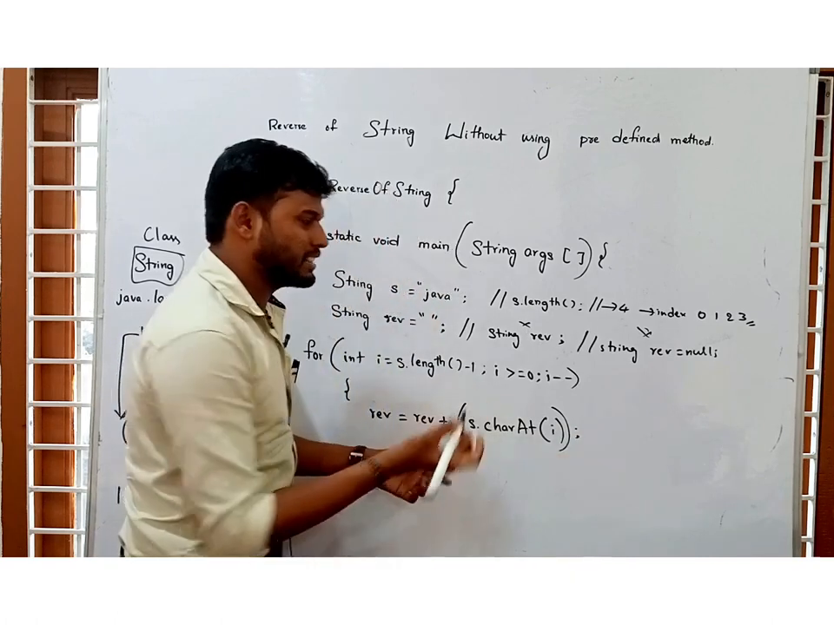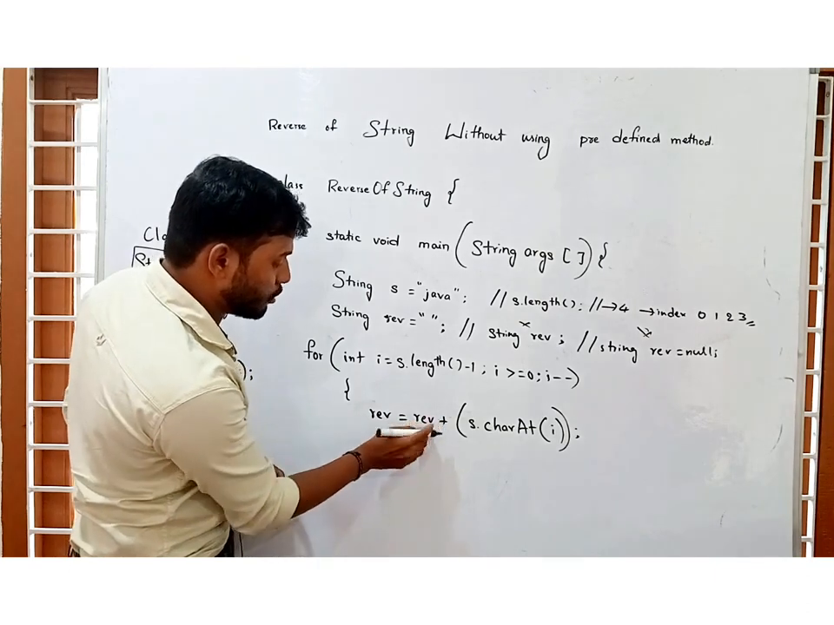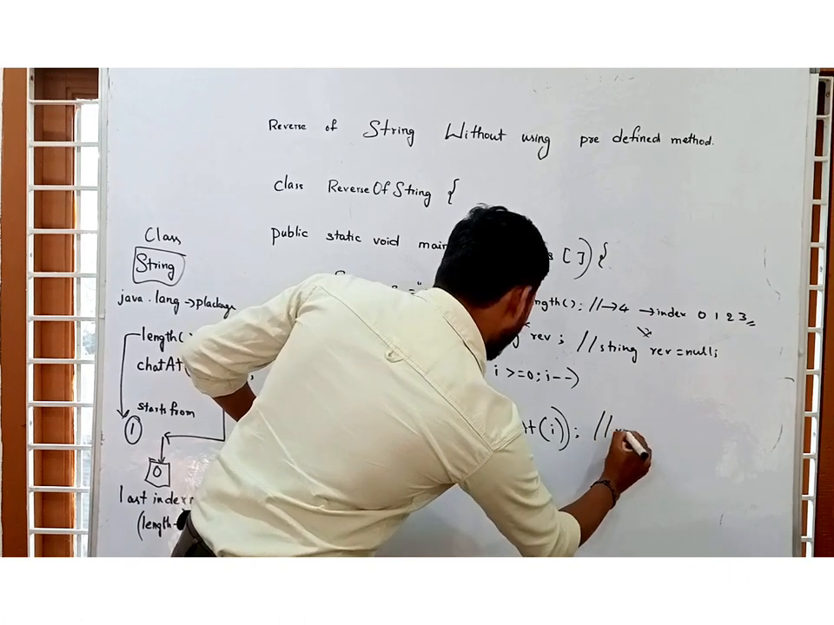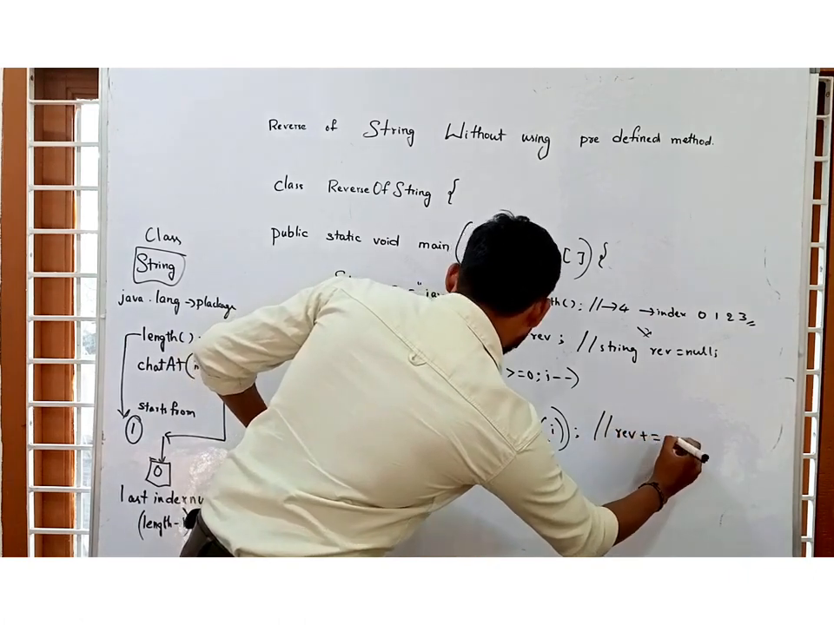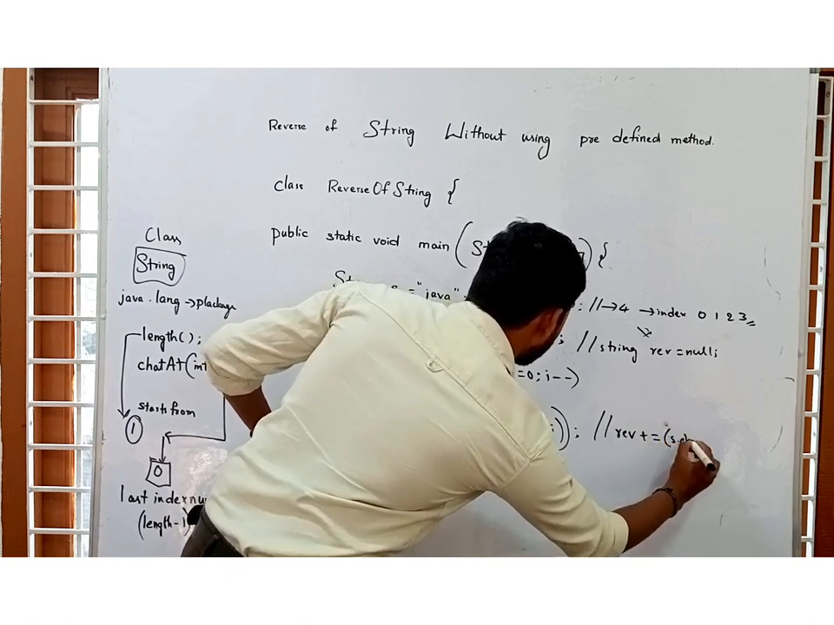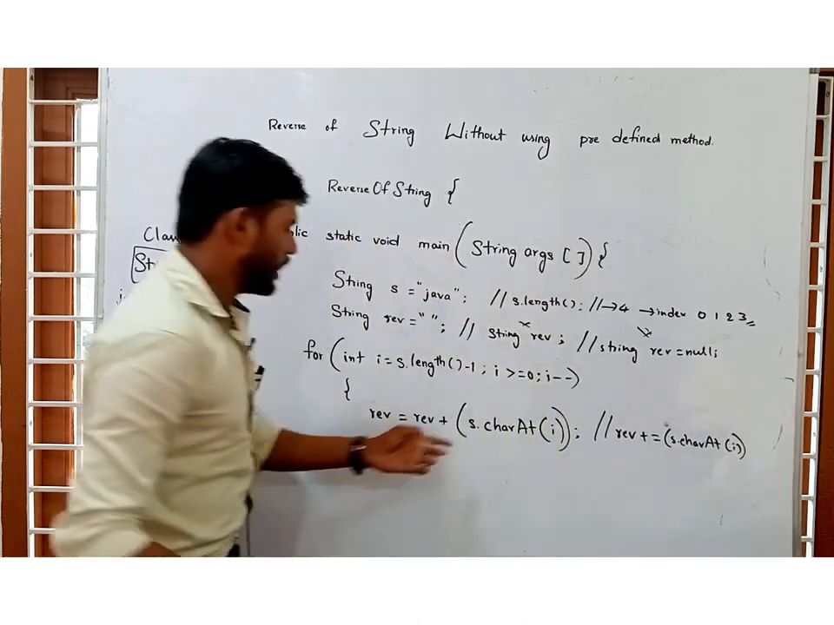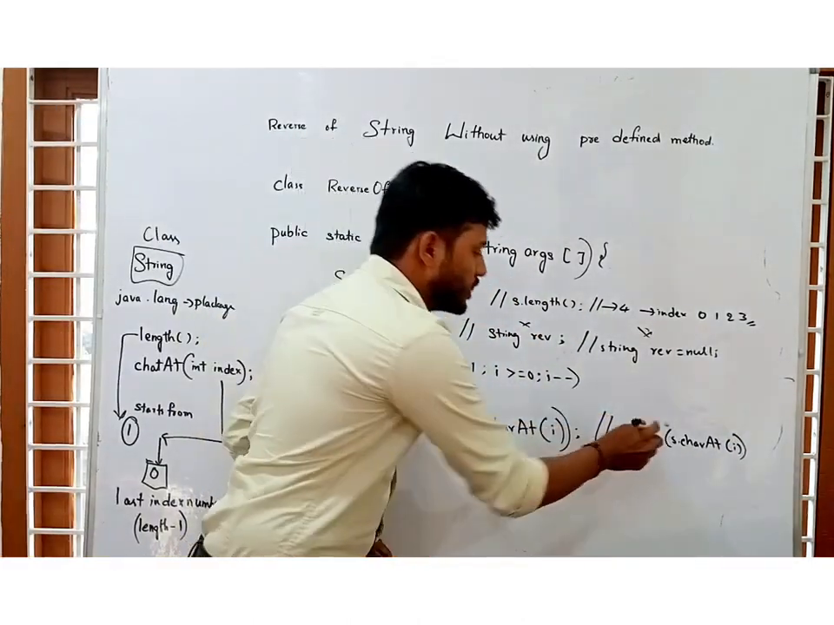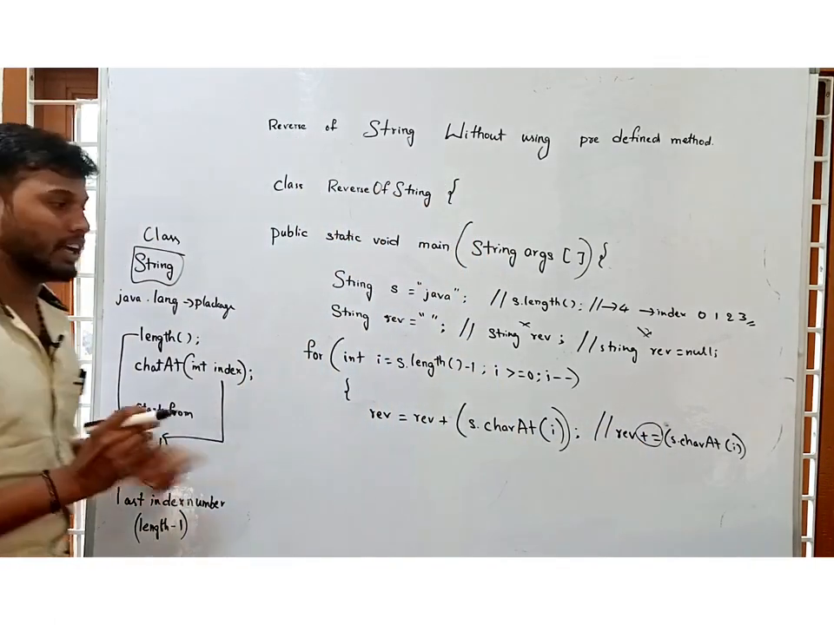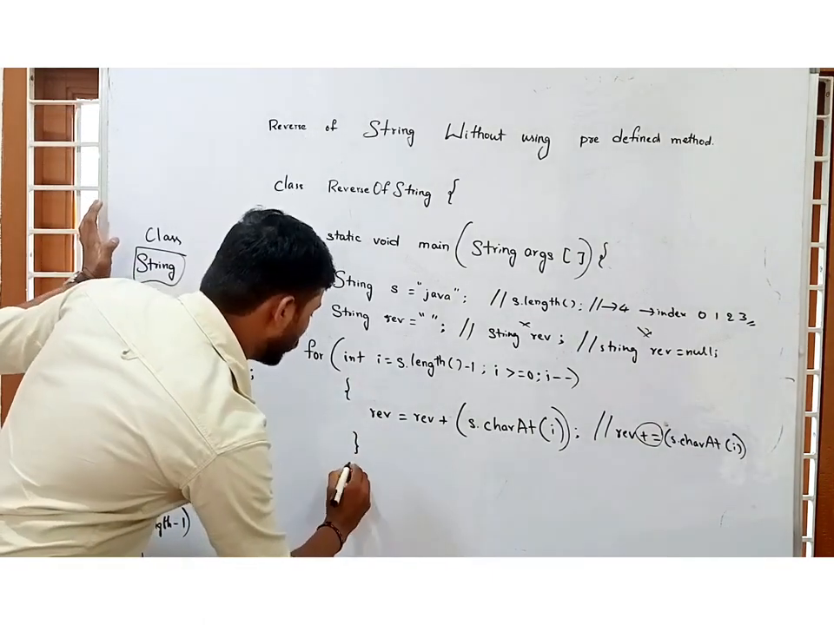Okay, here there is another assignment operator. When we have the same variable on the LHS side with plus, there is another way: reverse plus equal to s.charAt(i). So we can use this type or this type. This comes under the assignment operators. We already know from the operators topic that plus equal to. Okay, now here I am closing the loop.